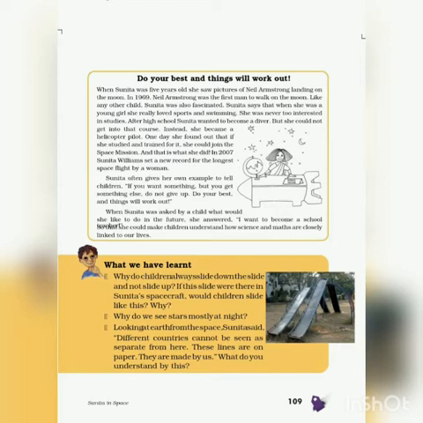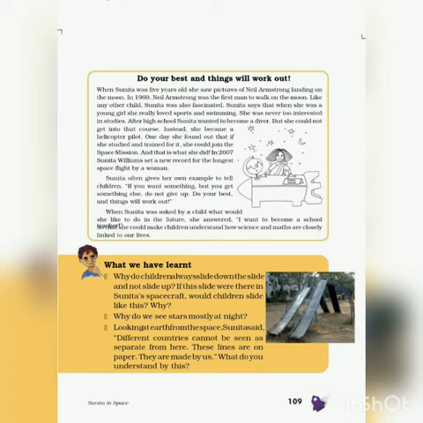And then that is what she did. With full enthusiasm and full zest, she did it. And Sunita Williams set a new record for the longest space flight by a woman. Sunita often gives her own example to tell children. If you want something, but you get something else, you want to become something and become something else, then what should you do? Do not give up. Do your best and things will work out. Whatever you have got, do your best in it, you will get everything. Okay beta?